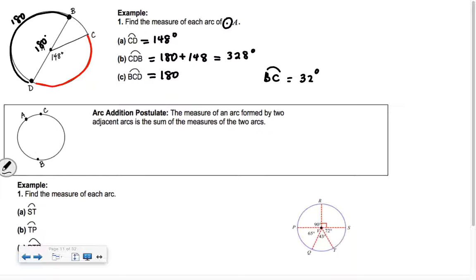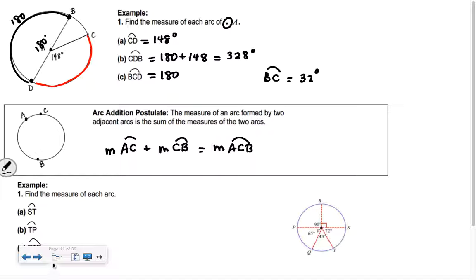So if you remember, we've talked about the segment addition postulate and the angle addition postulate. Well, we also have the arc addition postulate, right? It says the measure of an arc formed by two adjacent arcs is the sum of the measures of the two arcs. So if I have the measure of AC added to the measure of CB, it's going to be the measure of ACB, the whole thing. Really, these should have m's in front of them when I talk about their measures.